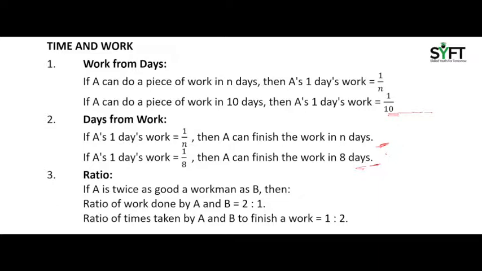Ratio. If A is twice as good a workman as B, then the ratio of work done by A and B is equal to 2:1. The ratio of times taken by A and B to finish a work is equal to 1:2. So when we are considering time, just reverse the case. When the ratio of work done is 2:1, then the ratio of time taken is 1:2. This is very important, just remember it.